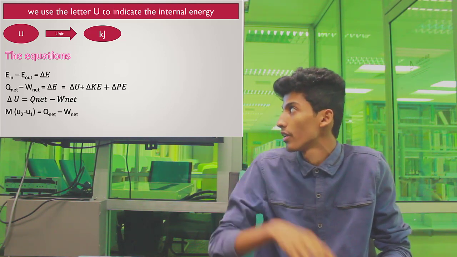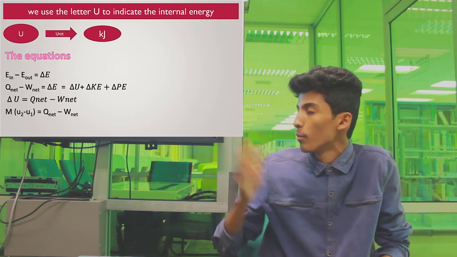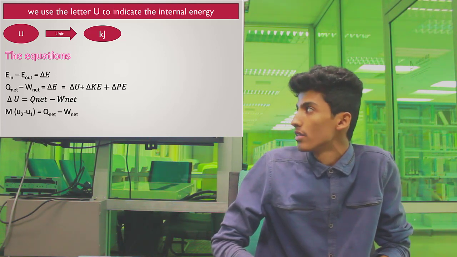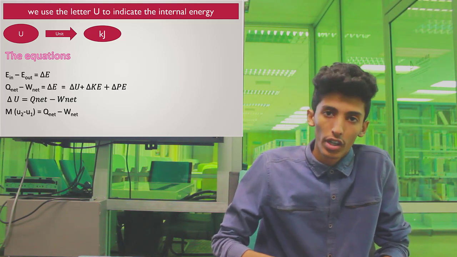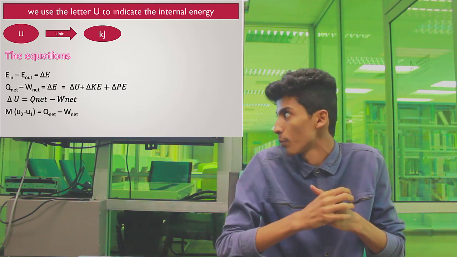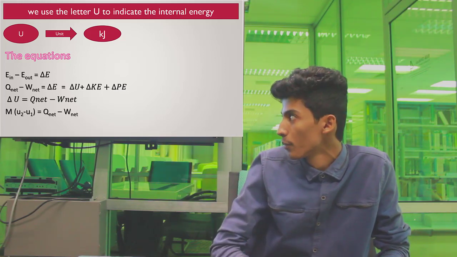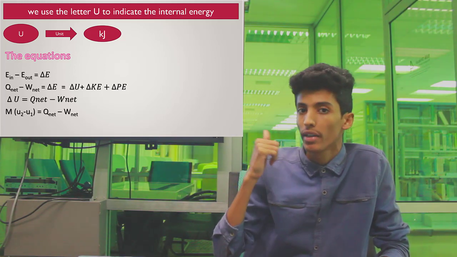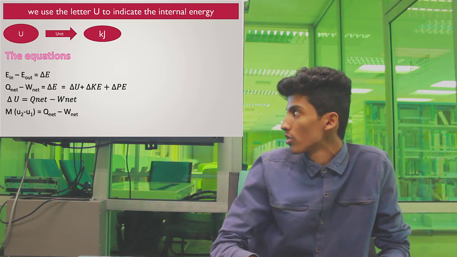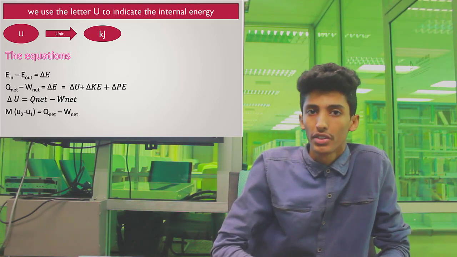We can express the internal energy by using the energy balance equation, which is E in minus E out equals delta E of the system. E in is obviously the energy going into a system, and E out is the energy coming out of the system. And the U actually comes up in the second equation, which is Q net minus W net equals total energy of the system equals the internal energy plus kinetic energy plus the potential energy.